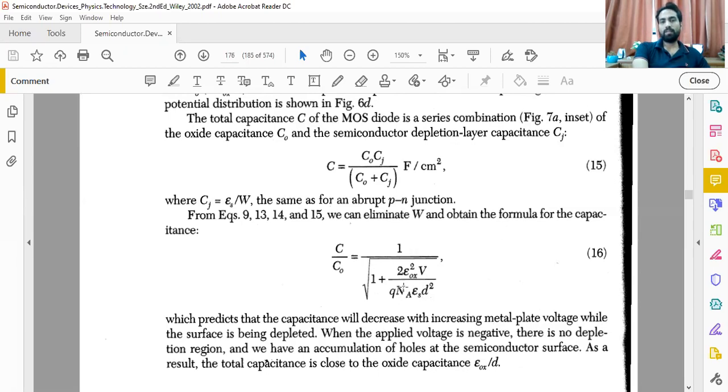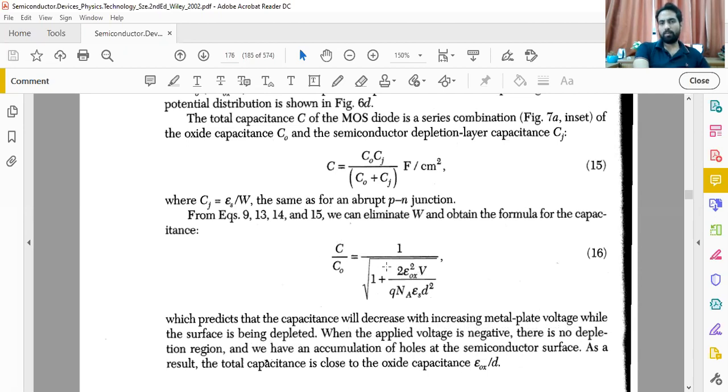So this is all related with what kind of voltage you are applying, what is the concentration of charge carriers, what is the electric field, what is the electric constant, and what is the distance of separation in this junction's depletion region. So this predicts that capacitance will decrease with increasing metal plate voltage while the surface is being depleted. You see here, this voltage is in the denominator. So if you are increasing this voltage, then obviously this capacitive effect will be decreasing. That's important, very simple.